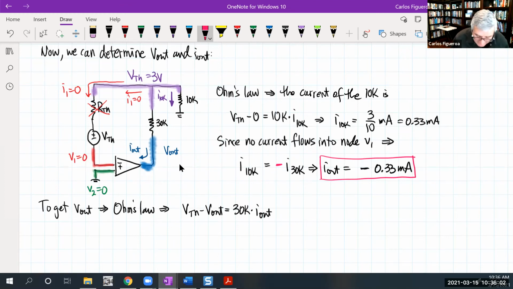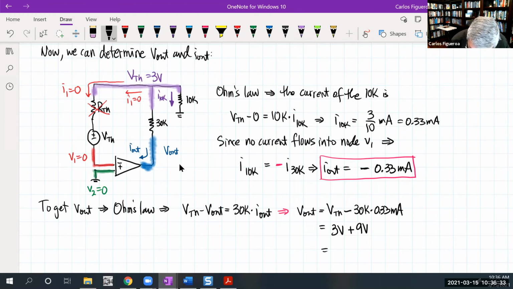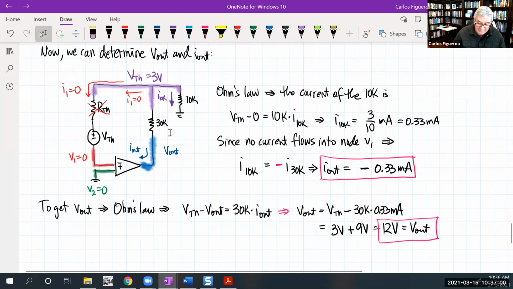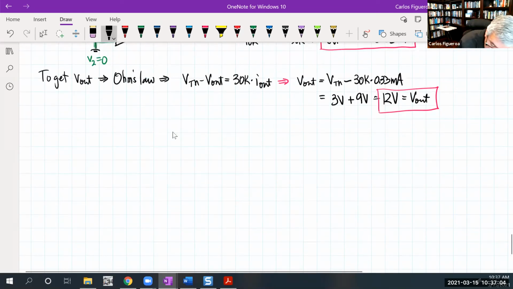So I know that that's the current right there. And if that's the current here, then V out must be V Thevenin minus this 30K times 0.33 milliamp. If you compute this, this is going to be 3 plus 9, so this gives me 12 volts for V out. I now know the output voltage and the output current. Let's go look at this in terms of node analysis now. Again, I'm just really following the current using this technique. Now, let's bring the hammer out.